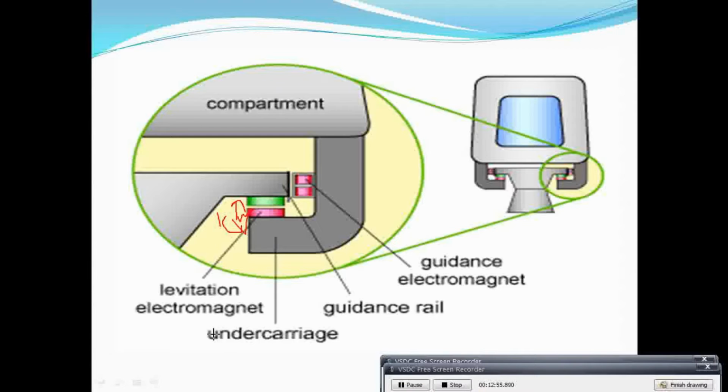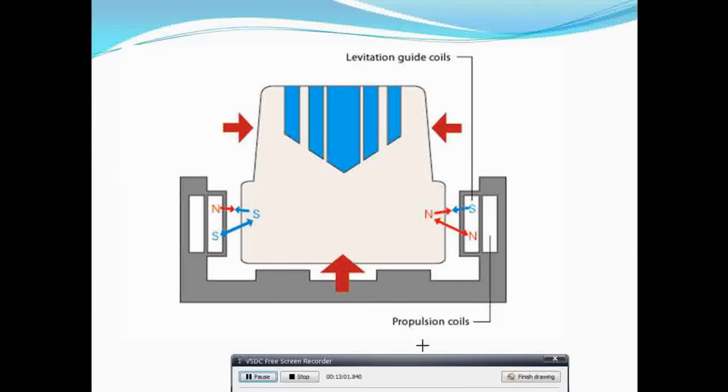See here: levitation electromagnet, undercarriage, guidance rail, this guidance electromagnet. By using Lenz's law, this north pole and south pole will be attracting if there is a fast movement of the train. Suppose initially on the tracks the train is moving with ordinary velocity, but after attaining a certain limit it undergoes magnetic levitation by using Lenz's law. Why? Because, as I told earlier, there will be a lot of magnetic lines being cut by the conductor, as I explained earlier. That same concept will be clearly at work here.